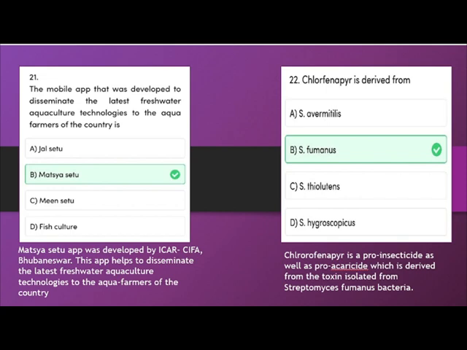Now come to the 22nd question. Chlorpheniramine is derived from, and the answer is Streptomyces fumonis. Chlorpheniramine is a pro-insecticide as well as a pro-acaricide, which is derived from the toxin isolated from this bacteria.